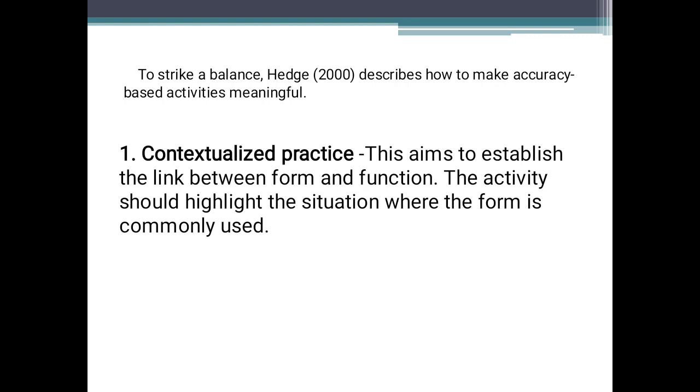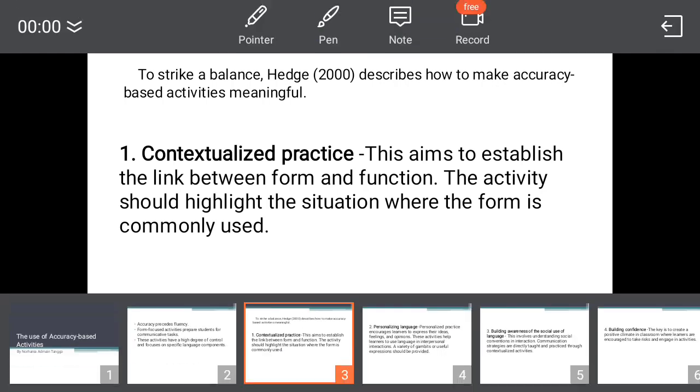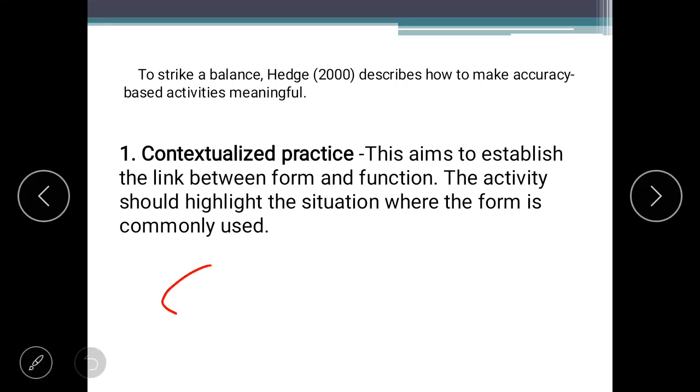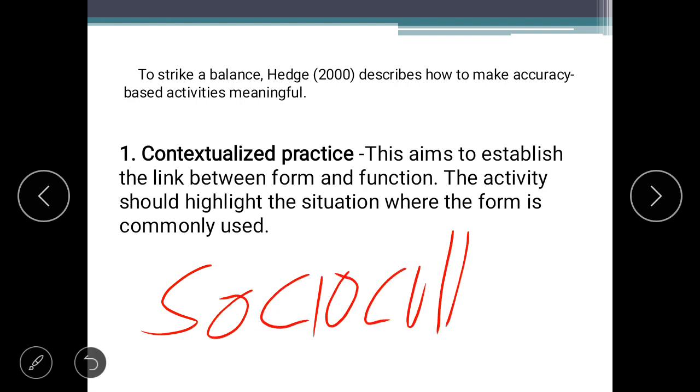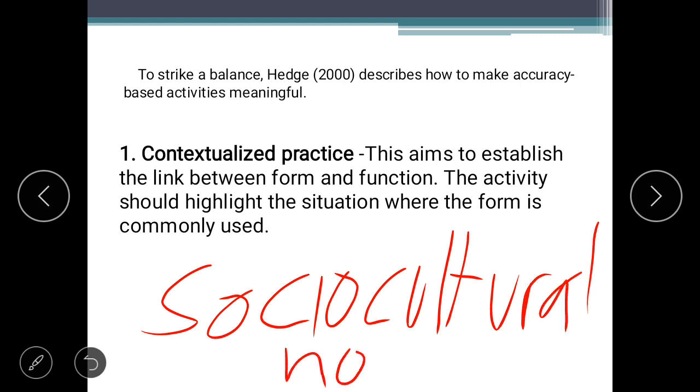The activity should highlight the situation where the form is commonly used. So an example would be a teacher will give a role play to the students, and then they will make a scenario about the socio-cultural norms.